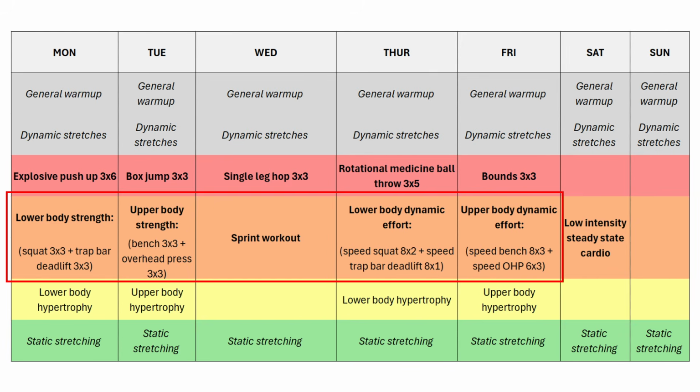And after the plyometrics, you get into the main workout of the day. On Monday, that is lower body strength. So you're doing heavy squats and heavy trap bar deadlifts with 3 sets of 3 reps. On Tuesday, that is upper body strength. So this is your high effort strength upper body workout with bench and overhead press. On Wednesday, we're doing a sprint workout, so that could be one of the workouts I mentioned earlier in the conditioning section or the sprint section.